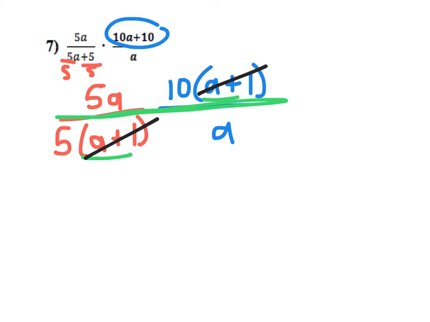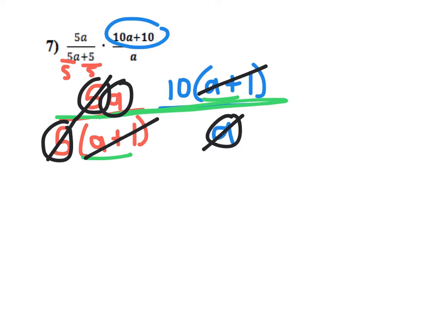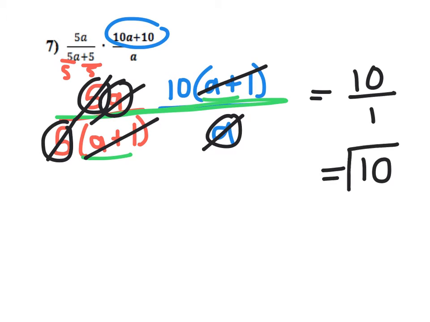I also noticed there's a 5 right here and a 5 right here. Those are going to cancel. We have an a and we have an a. Those are going to cancel. So really, all I'm left with is a 10 on top and a 1 on the bottom. So my final answer would be 10. If I simplify that guy, the answer is 10. Just remember, you're factoring everything, canceling out the factors that are the same on the top and on the bottom.